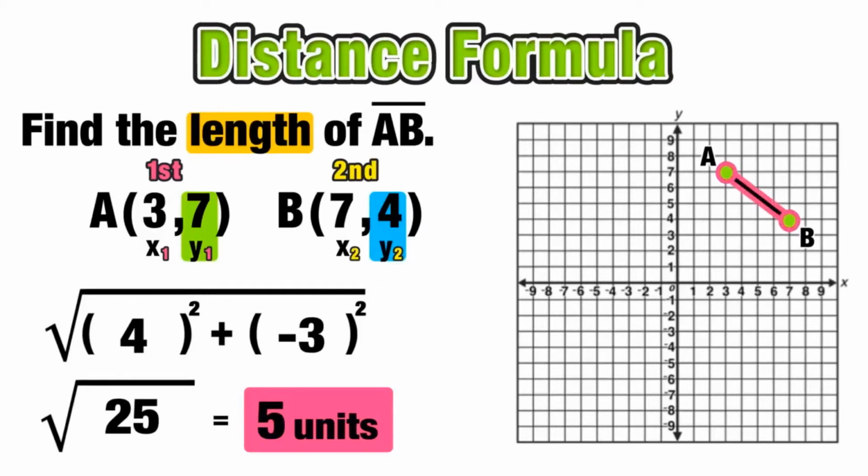Now, real quick, if we look at AB as the hypotenuse of a right triangle, we notice that the legs of the right triangle are 3 and 4. This is your classic 3, 4, 5 right triangle. And this value of 5 can also be found using the Pythagorean theorem. So we should see that the distance formula actually comes from the Pythagorean theorem, a squared plus b squared equals c squared.